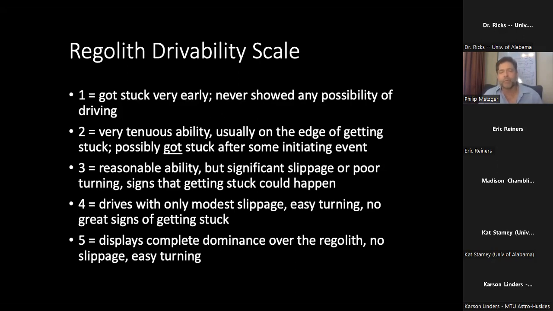One of the things we did was we started trying to rate the vehicles on how well they could avoid getting stuck. So it was a 5-point scale. A 1 means it got stuck very early and never showed any possibility of being able to drive in the soil. In the early years, a lot of robots were like number 1. They just could not drive. But number 2 meant they had a very tenuous ability to drive. They were usually on the edge of getting stuck, and they possibly did get stuck after some initiating event.